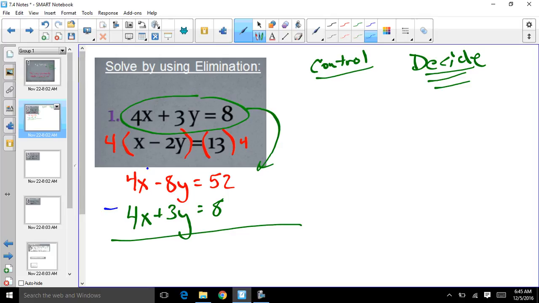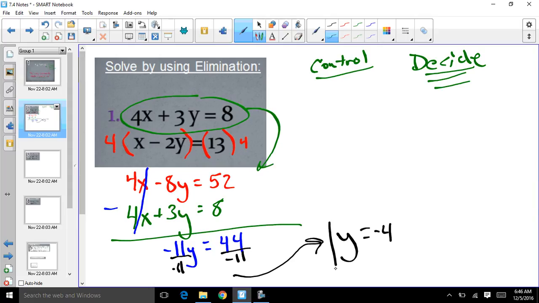4x minus 4x is going to make nothing. Then a negative 8y minus 3y gives me a negative 11y. And then 52 minus 8, what is that? That should be 44. Look at that. That turns out really nice, doesn't it? I divide by negative 11 on both sides, and what do I get? y equals negative 4. Now, I'm not done, but it sure does help me, doesn't it?